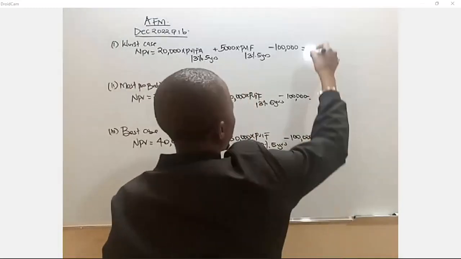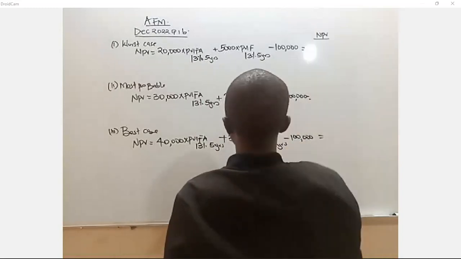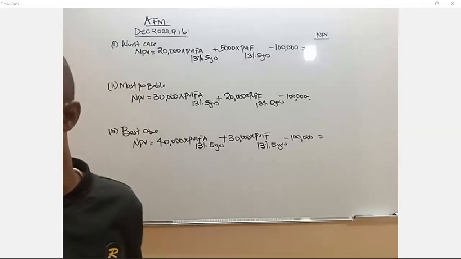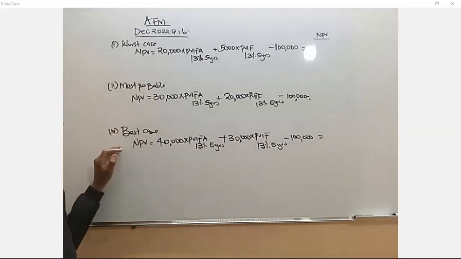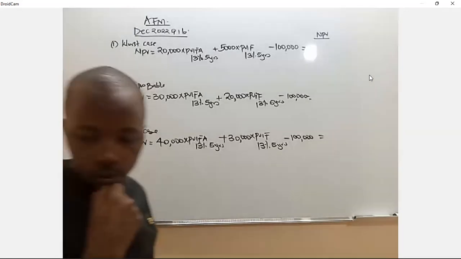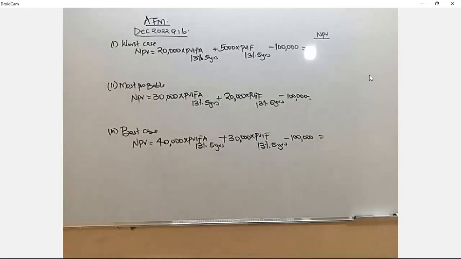What will be our NPV? Someone give me the NPVs here. Someone give me the total NPV for each case scenario. Someone? Ale, give me the answer for the worst case scenario. Beatrice, give me the answer for the most probable scenario. And someone else, like Dawn, give me the answer for the best case scenario. No answers? Someone?